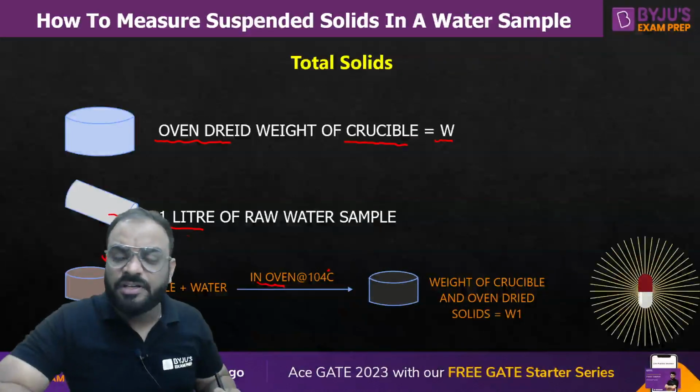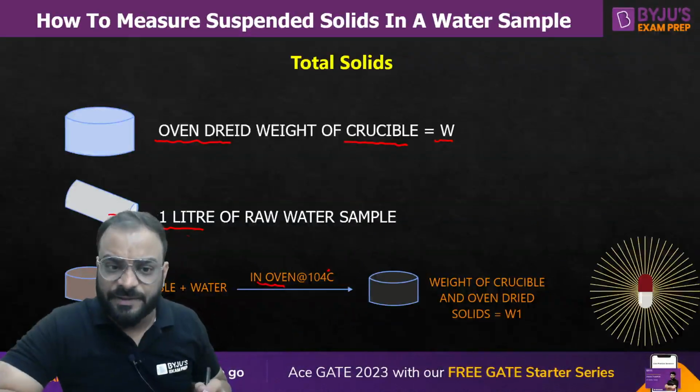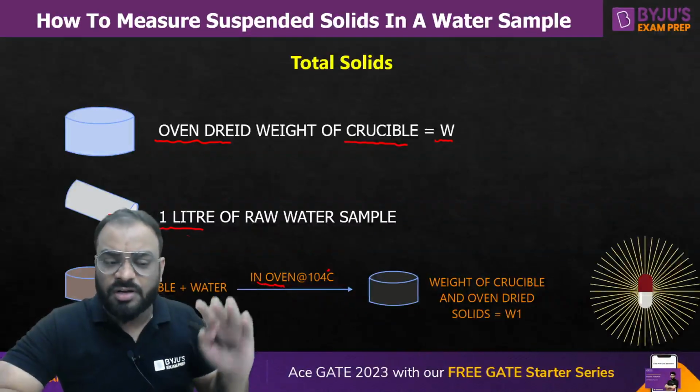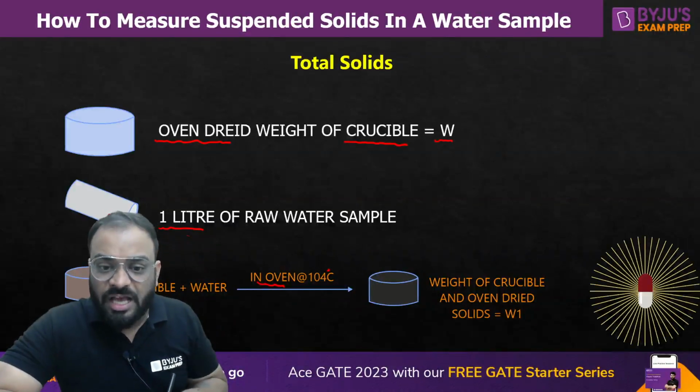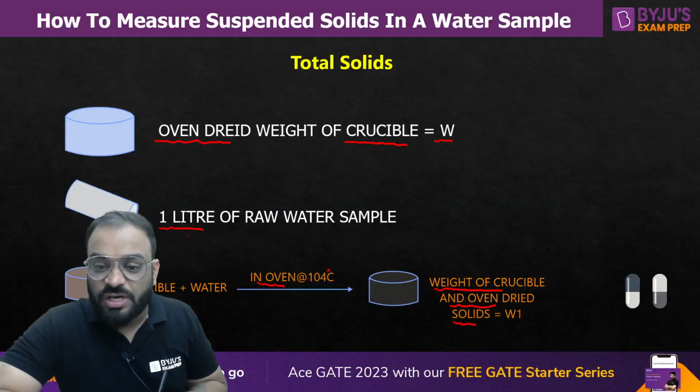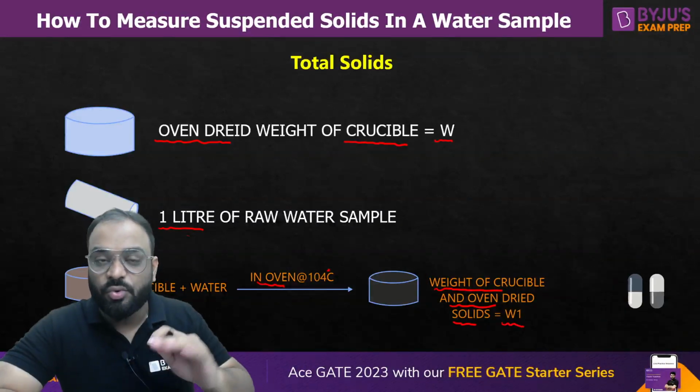Yeah. Now guys, let's understand. If you put this particular crucible in which water is there into the oven, then all the water contained may get evaporated. Now what will happen? You will have the weight of the crucible and the oven dry solid. So let us suppose this particular weight is W1.